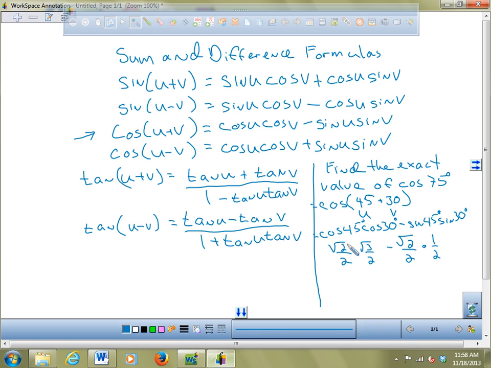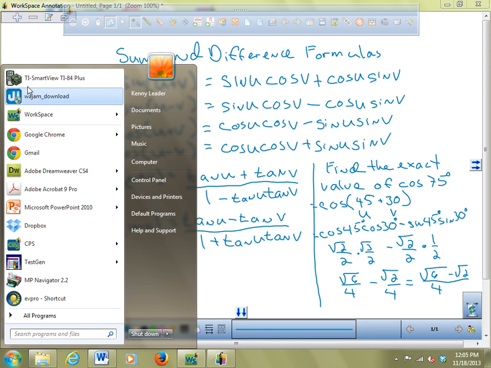When you have square roots, root of 2 times root of 3 is root of 6, and 2 times 2 is 4. Minus root of 2 over 4. The way you want to write this is root of 6 minus root of 2, that whole thing over 4. And that's your final answer, and you leave it like that. Now, just to show you that that is true, we can check on your graphing calculator.